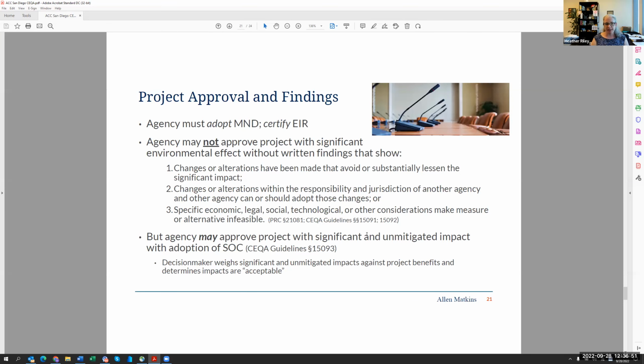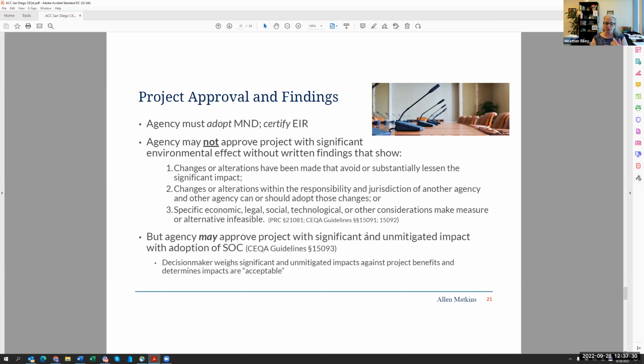Project approval and findings. Agencies adopt MNDs and certify EIRs. That's one of those, like every one of us has some sort of pet peeve about their jobs. That's one of those things that drive me crazy when people say you approve an EIR, you certify an EIR. Simply semantics, I know that. But you can't approve a project with an EIR that has significant unmitigated impacts unless you make findings. Those findings lay out the different things you've done to try to address all of those significant and unmitigated impacts.